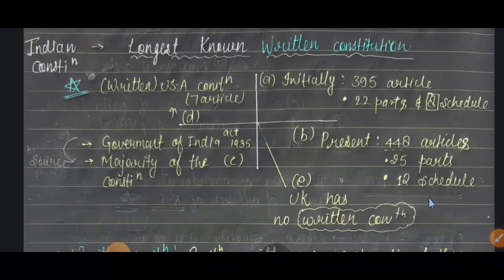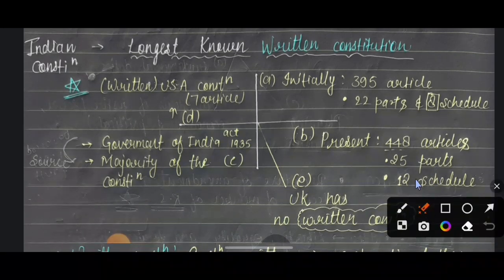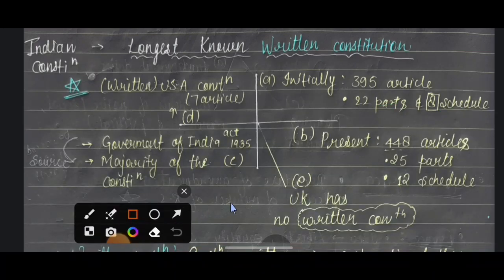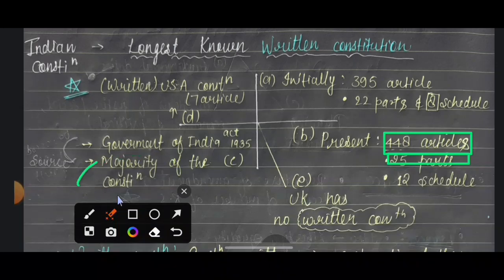Let's study some facts about our Indian Constitution. In our Indian Constitution there were originally 395 articles, divided into 22 parts and 8 schedules. But at present there are 448 articles divided into 25 parts, and it has 12 schedules. And the key point is that the Government of India Act 1935 is the source of the majority of our constitution.